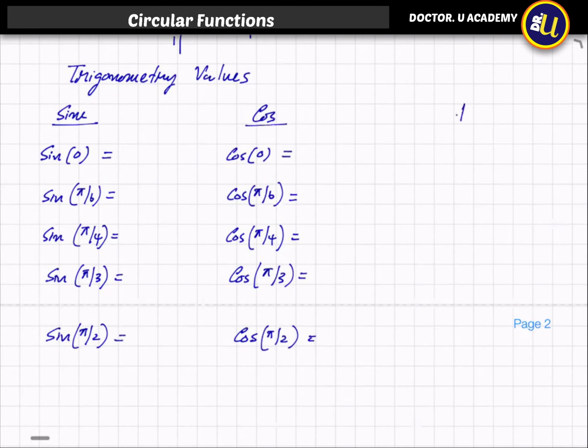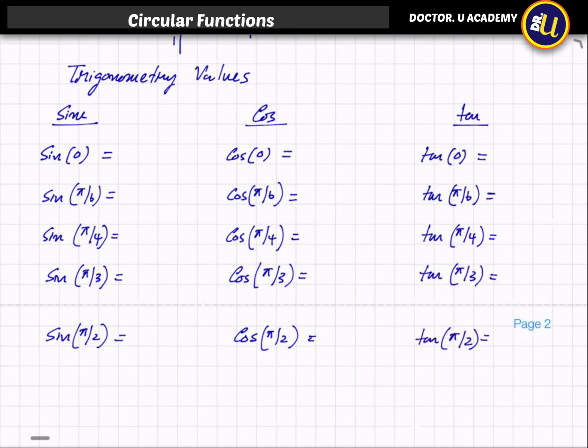Now when it comes to tan, it would be tan 0, then tan pi divided by 6, then tan pi divided by 4, then tan pi divided by 3, then tan pi divided by 2. So sine 0 is going to be 0. Sine 30 is half. Sine 45 is 1 divided by square root 2. Sine 60 is going to be square root 3 divided by 2. Sine 90 is going to be 1.